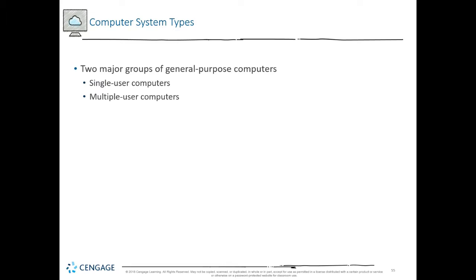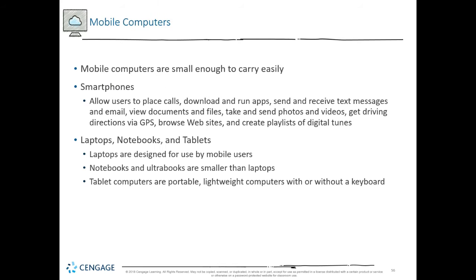Computer system types. There are two major groups of general purpose computers: single-user computers and multiple-user computers. Mobile computers are small enough and easy to carry. Smartphones allow users to place calls, download and run apps, send and receive text messages and email, view documents and files, take and send photos and videos, get driving directions via GPS, browse websites, and create playlists of digital tunes.